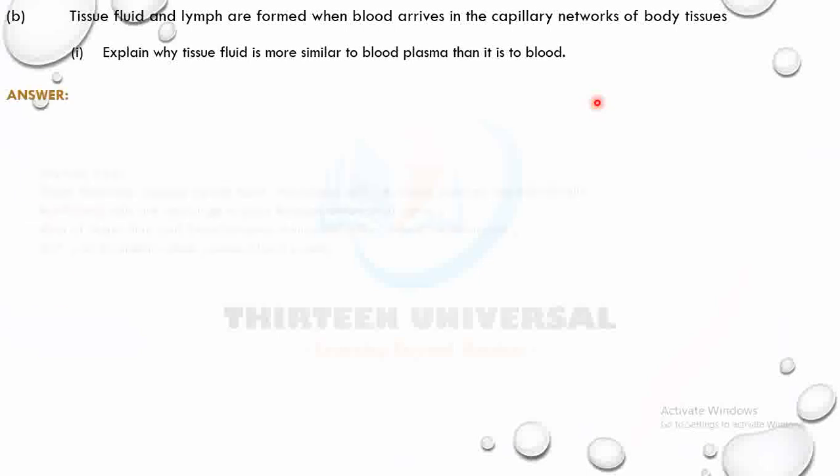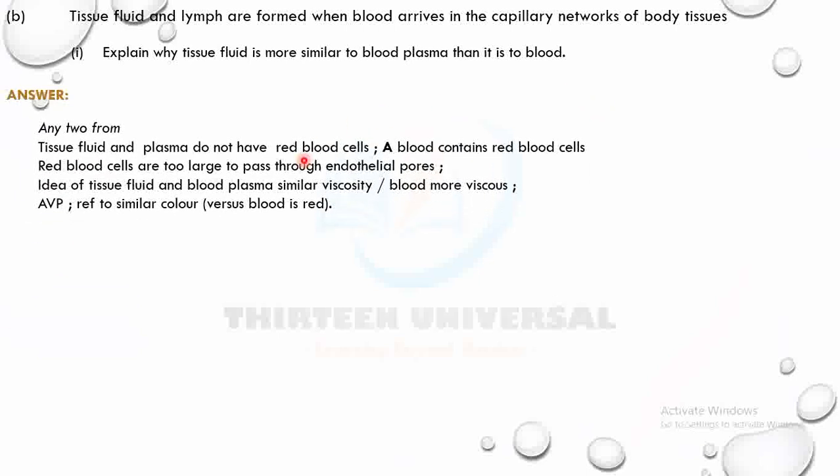Both of them don't have blood. Look at it, they do not have red blood cells. You can see both of them lack them because red blood cells are too large to pass through endothelial pores. Because they say we should explain it, that's what is explained here. Tissue fluid and blood plasma are similar in viscosity and in color. They don't have red blood cells or large plasma proteins because these cannot pass through the endothelial pores.